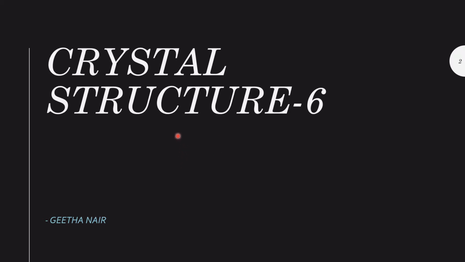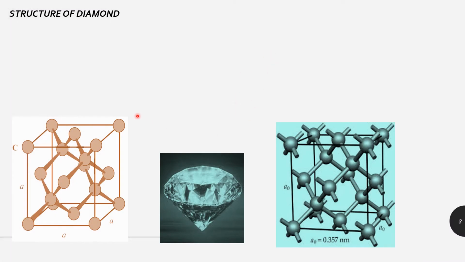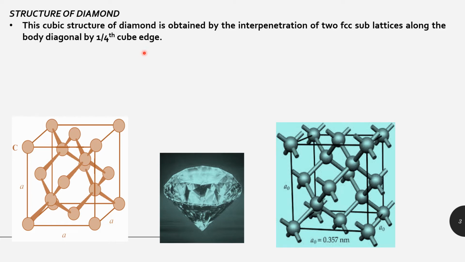This video is about crystal structures. This is the sixth part of the series on crystal physics. We will see about the diamond structure. The cubic structure of diamond is obtained by the interpenetration of two FCC sublattices along the body diagonal by 1/4 cube height.